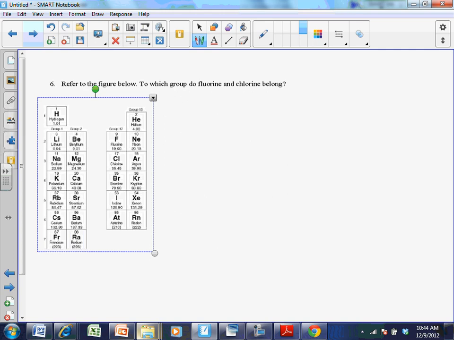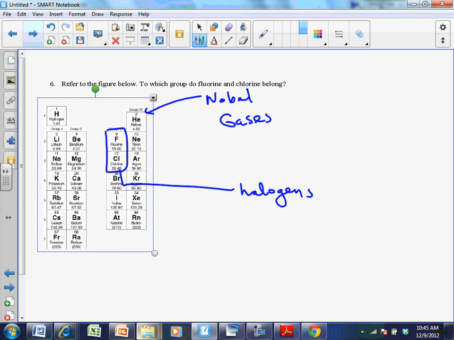What do fluorine and chlorine belong to? Fluorine and chlorine are in the halogens. I didn't copy the choices, but you would choose halogens. This is noble gases. This is alkaline earth metals. And group 1 are the alkali metals. And we don't consider hydrogen to be part of the alkali metals because it behaves differently to them.